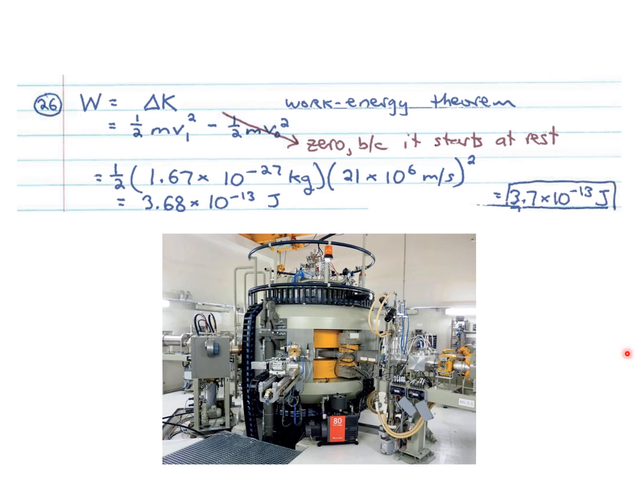Now we just plug in the values, 1/2 times the mass of a proton, which you can get in the front flap of the book, 1.67 times 10 to the negative 27 kilograms, times 21 megameters per second squared, and we get 3.7 times 10 to the negative 13 joules.